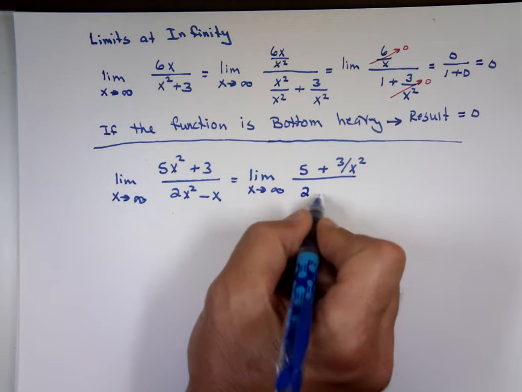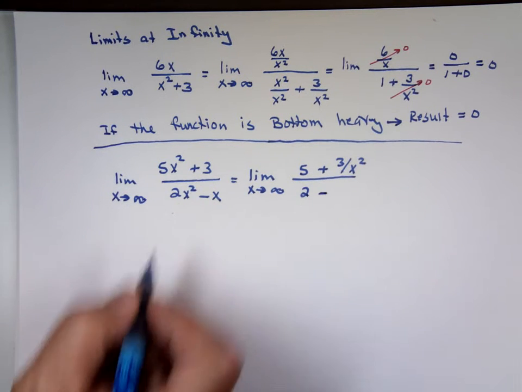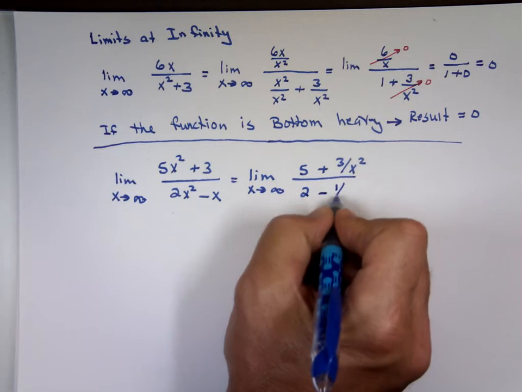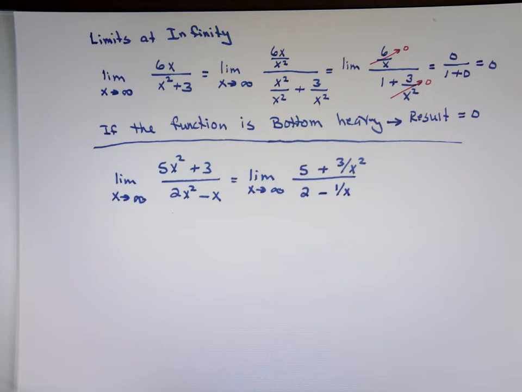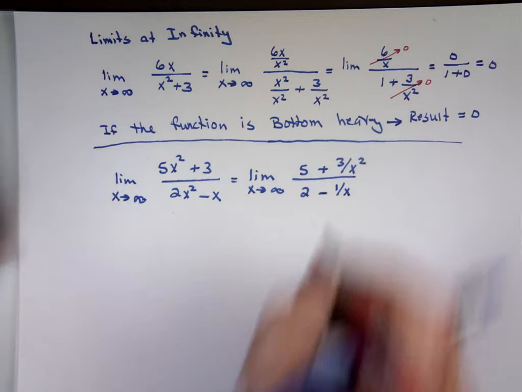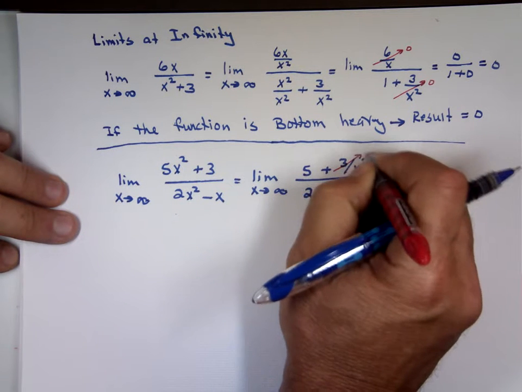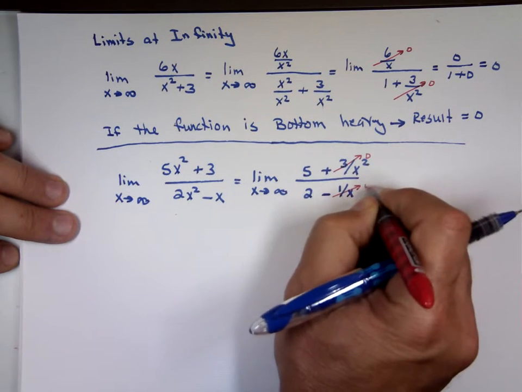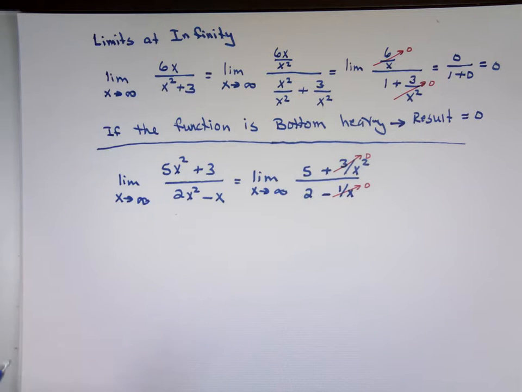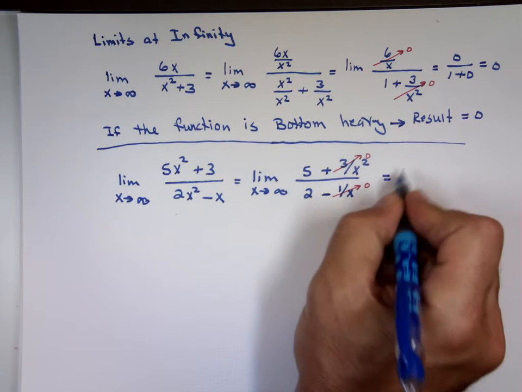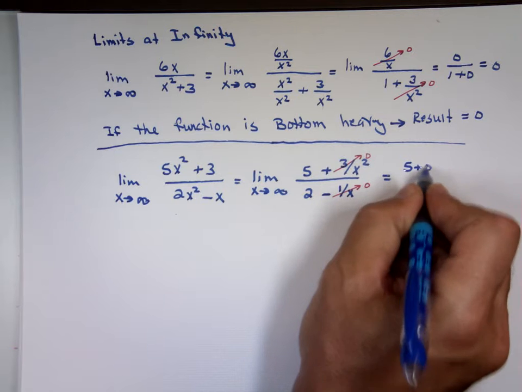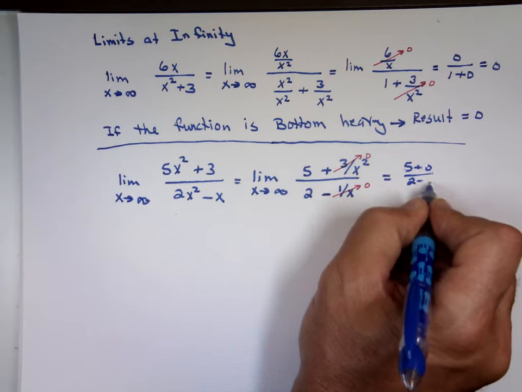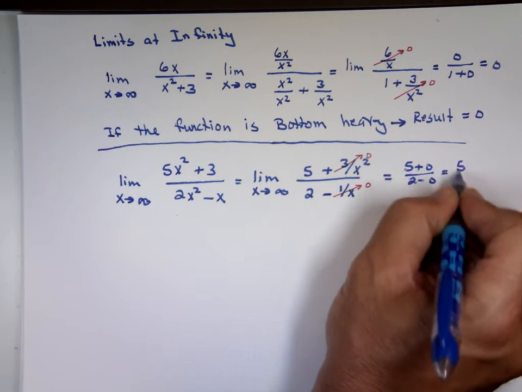This will be 2 minus, what's x over x squared? 1 over x. So anything that has x in the bottom will go to 0. So the answer is going to be what? 5 plus 0 over 2 minus 0, and the result is 5 over 2.